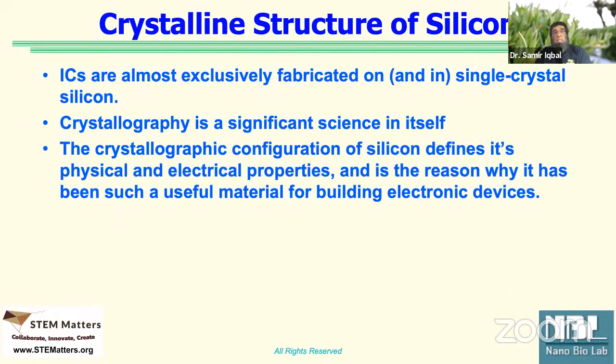Now, silicon or any other semiconductor material is used exclusively for ICs, for integrated circuits. We make them inside the chip, inside the wafer, and on top of the wafer. Hence we make these multi-layered ICs.